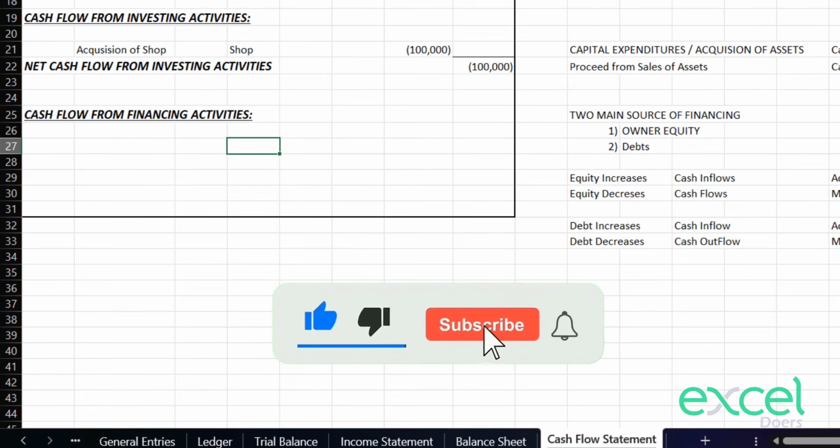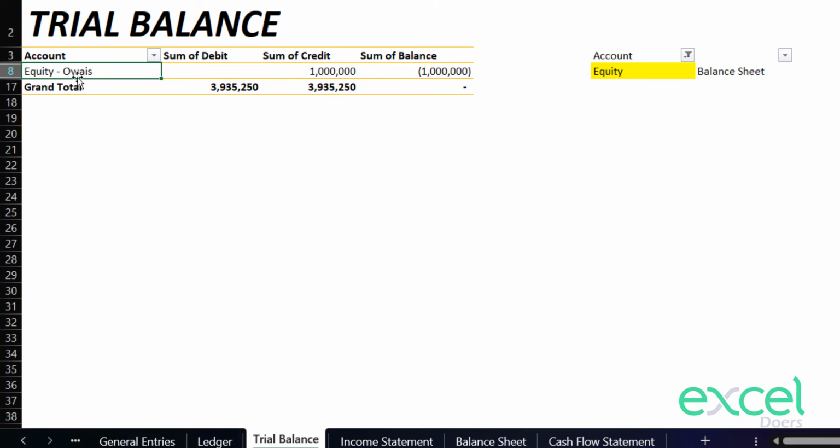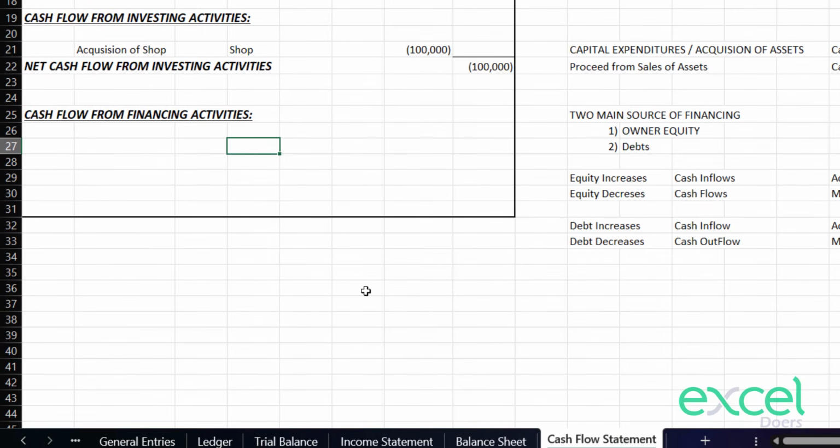So in my case, let me just put an account first. Just go on trial balance. So this is the equity account. Just copy it and paste it here. Again, we have to take the changes only. Remember one thing again and again: we have to take the changes only.